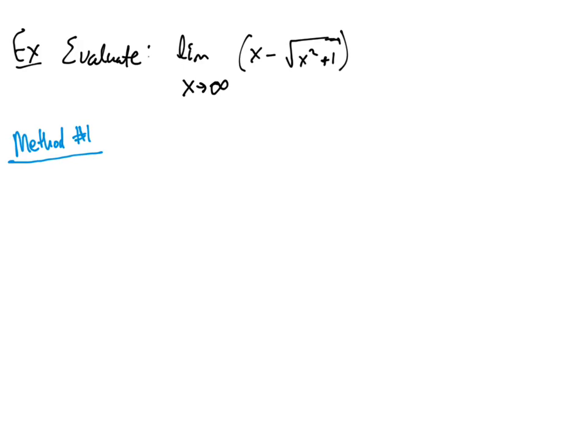Before we can get to that, let's just try to use direct substitution, and if we do that, we're going to end up with infinity minus infinity, which is an indeterminate form. The issue here is that this is not yet a quotient, so we need to do a little bit of work to get this to be a quotient.